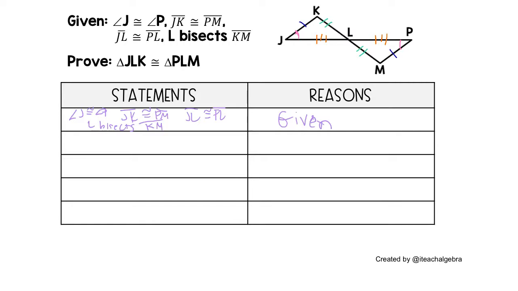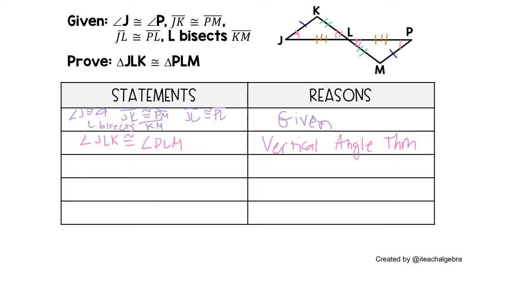Now, let's think about things that we don't know quite yet. We don't know angle JLK. So it's easy to start with vertical angles because they're easy to see. So we know angle JLK is congruent to angle PLM because of the vertical angle theorem. So JLK and PLM.